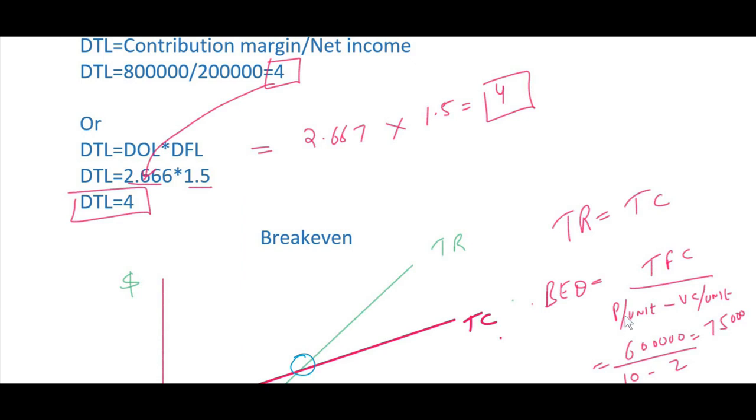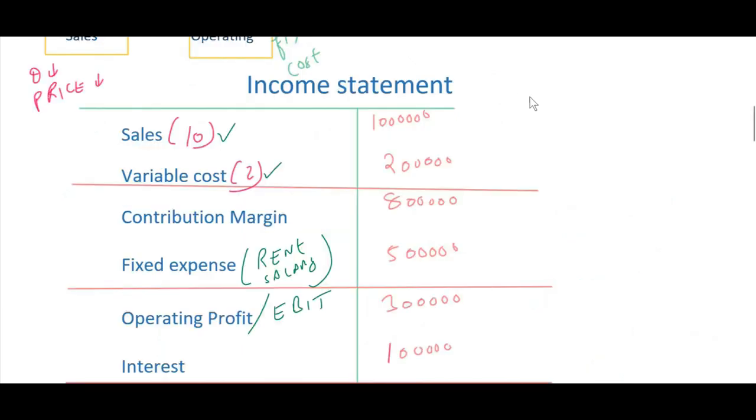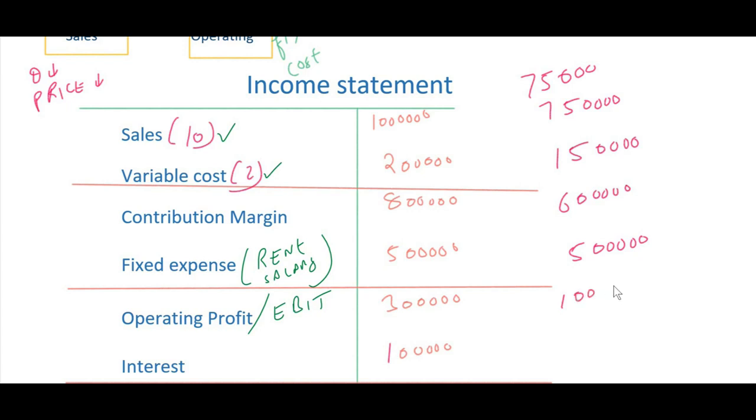And we can also check it. If my units sold are 75,000, my revenue will be 7,50,000. My variable cost will be 1,50,000. So I get my contribution margin equal to 6 lakh. My fixed expense will be 5 lakh. My operating profit will be 1 lakh. And my fixed interest is 1 lakh. I get 0 as my net profit. So this is my break-even quantity in terms of units, and this is my break-even quantity in terms of dollar amount. So this is it.